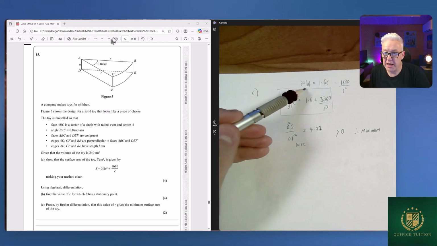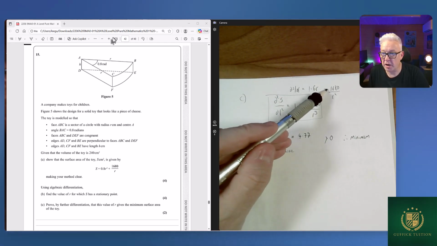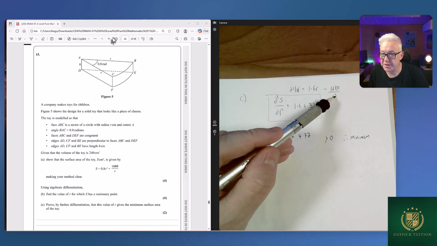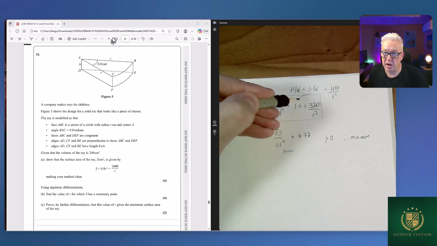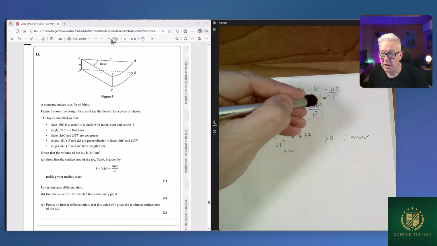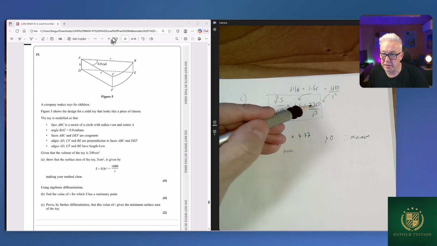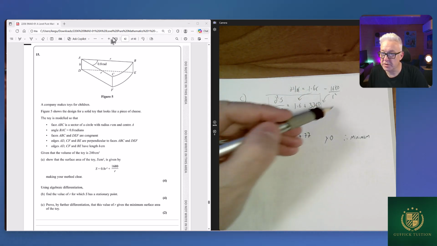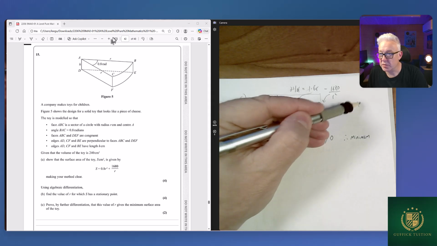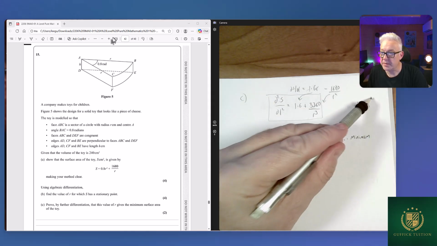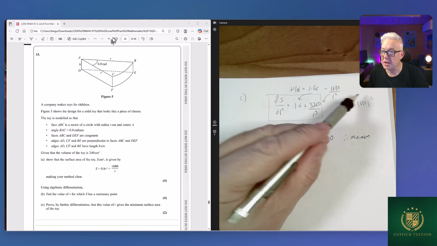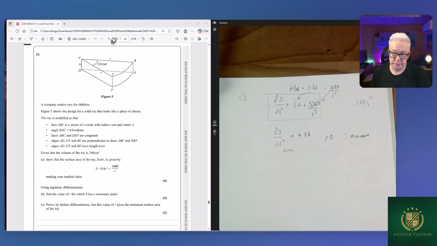So remember, our dS/dr was 1.6r minus 1680 over r squared. So when we differentiate this again with respect to r, that becomes 1.6. And then we're going to have plus 3360 over r cubed, because this is the same as 1680r to the minus 2. So you times by the power that's there, so that becomes a plus, and lower the power by 1.